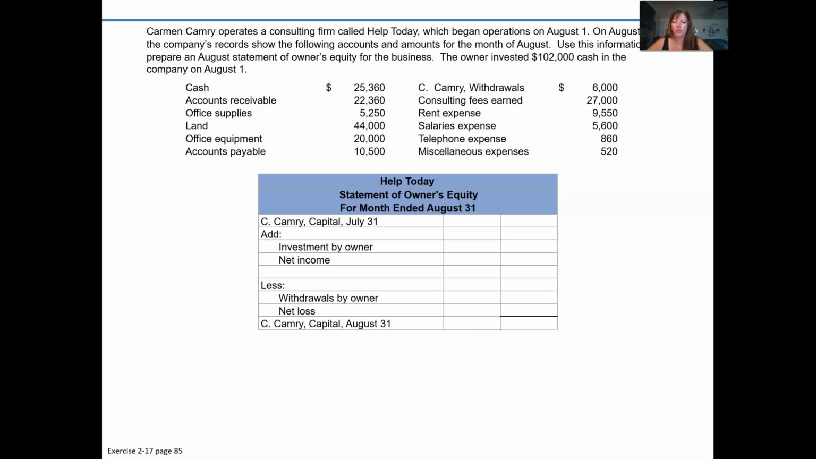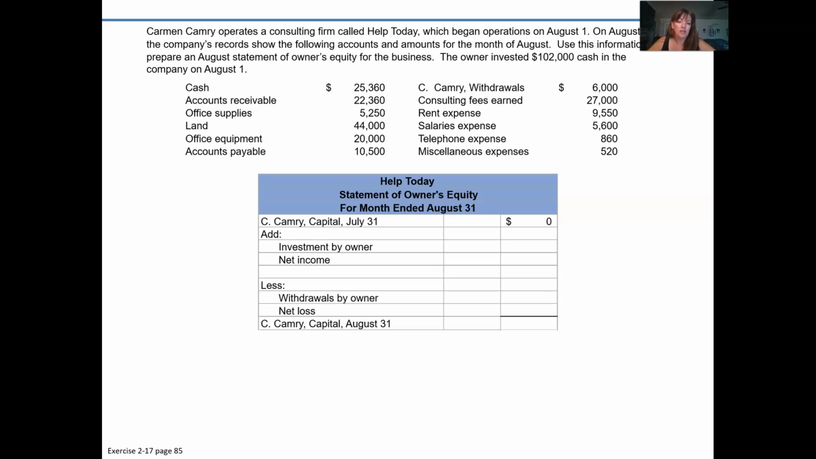The next thing is you want to add certain things that affect the capital account. Any investment by the owner is going to be added to the capital account. Any net income you have is going to be added to the capital account. There are also a couple of things that you withdraw from the capital, and that is the withdrawal from the owner, and if you have a net loss instead of a net income. Once you do this adding and subtracting, you will get to your new capital total at the end of the month, August 31st.